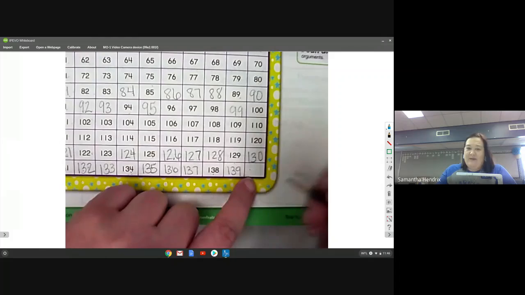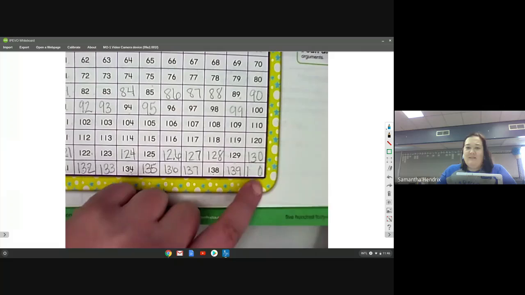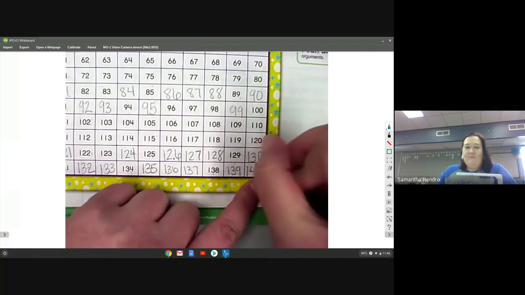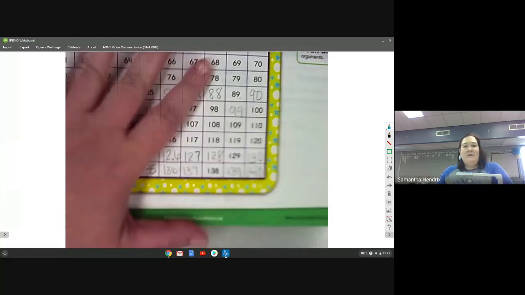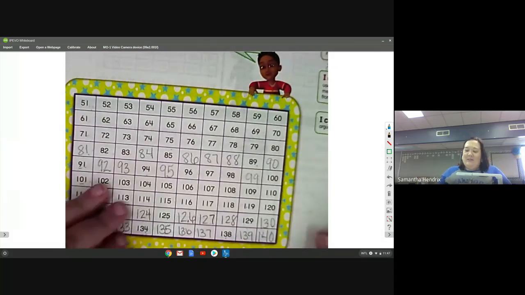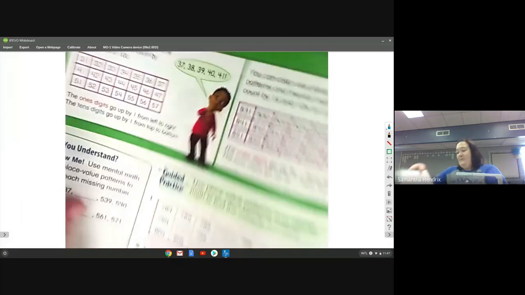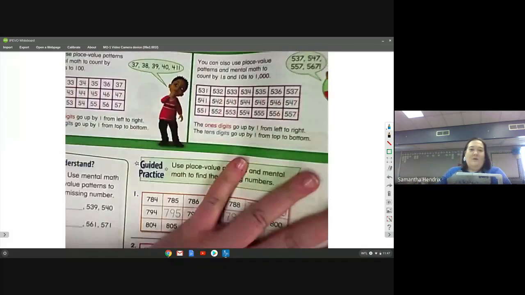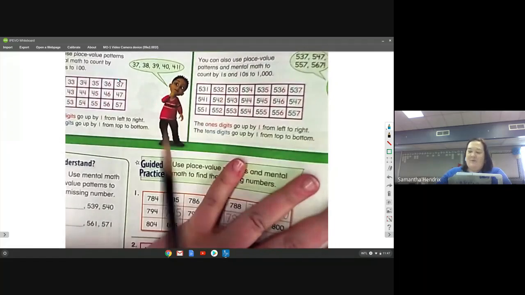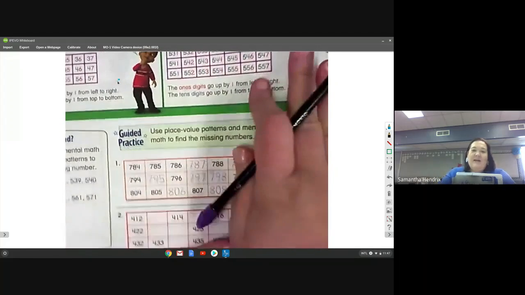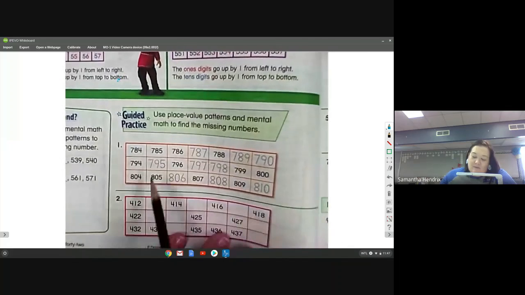So then what's this one going to be? The 1 stays the same, the 100 stays the same, and the tens increase by 1. And we're done. Okay, let's look at the next page. Okay, we're not going to do this. This is the video that we watched, okay? So let's look at guided practice. They filled this one in for us, okay?